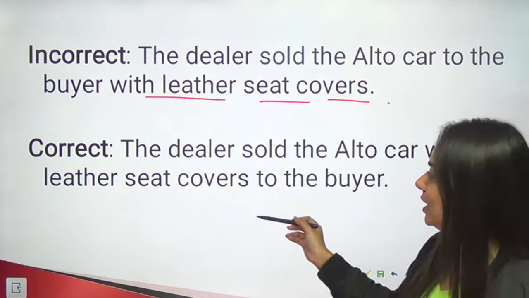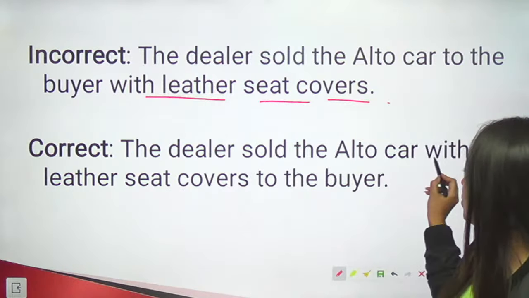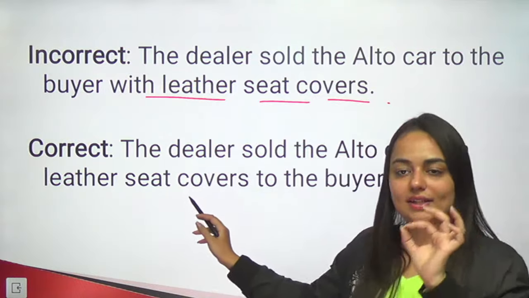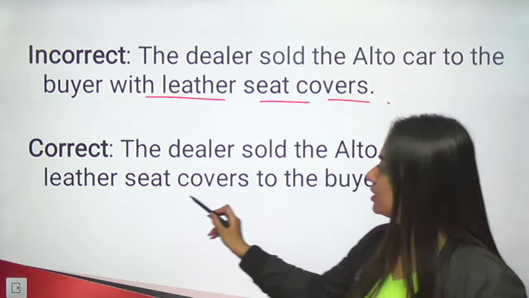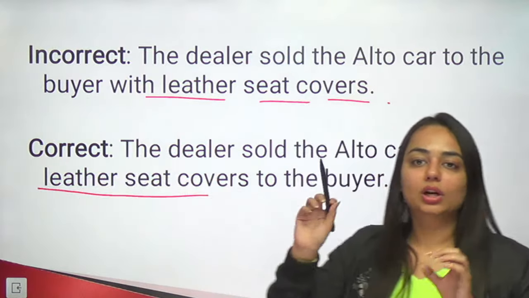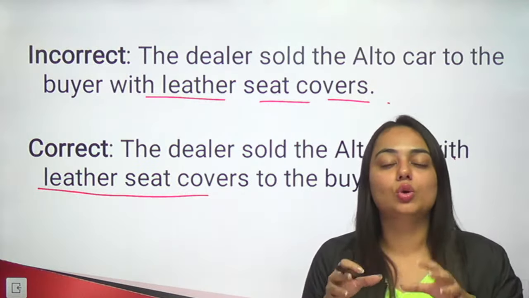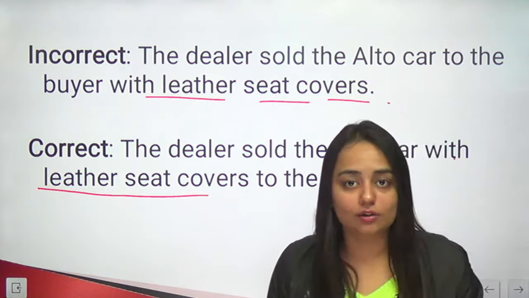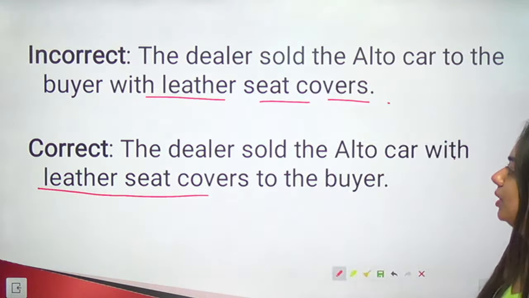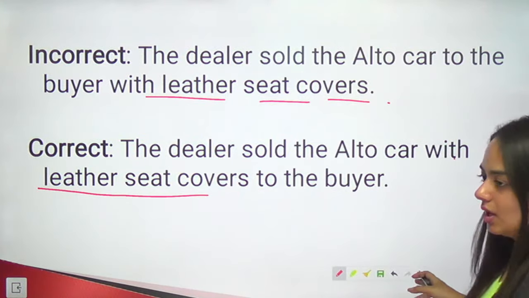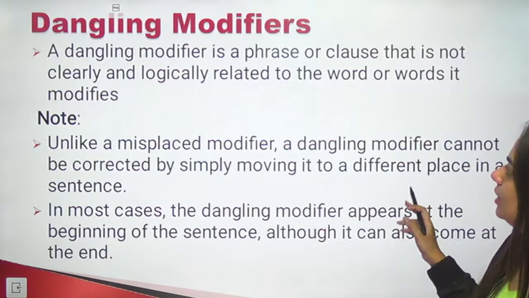Rather, we have to say the dealer sold the Alto car with the leather seat covers to the buyer. The leather seat covers need to come with the Alto car only, because this is the Alto car's modification that we are doing, not the buyer's. So this is how you have to be careful about these errors. I hope this much is clear.